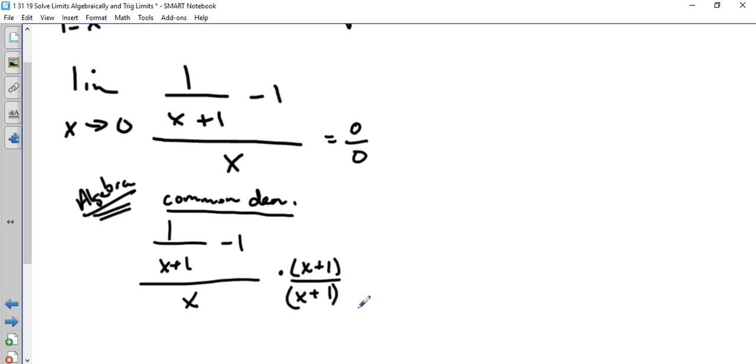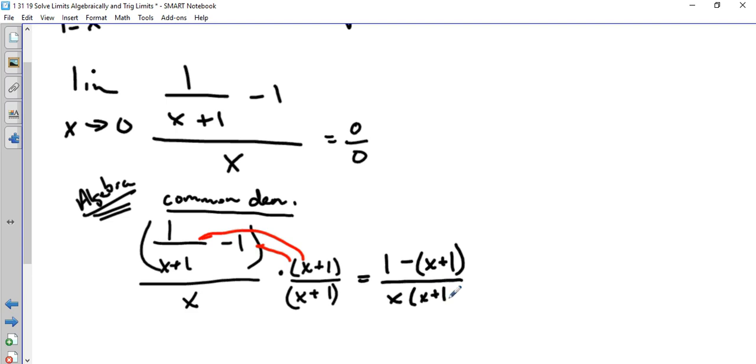Top and bottom. When we do that, you distribute this to here, and you distribute it to there. And what you get then is this times this would turn out to be 1 because the denominators cancel out. This we have minus, because that times that is going to be minus x plus 1. And right here you have x times x plus 1. Do not cancel anything out. And so we're going to now simplify that. So that's all you have to do. We have 1 minus x minus 1 all over x times x plus 1.